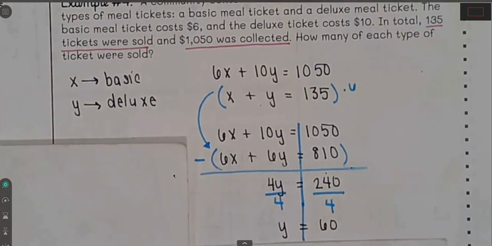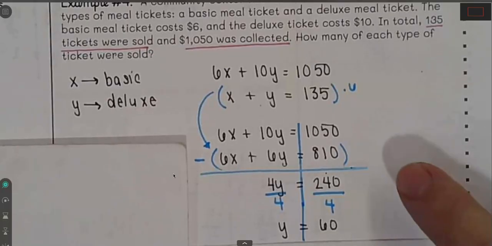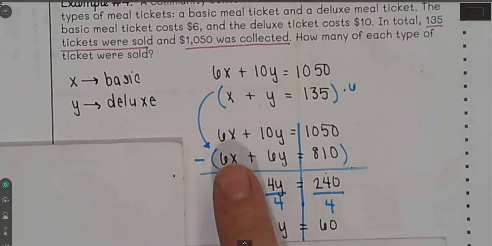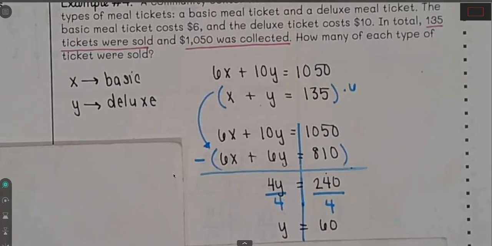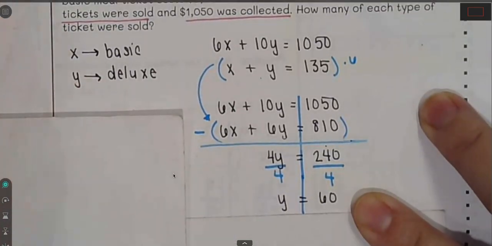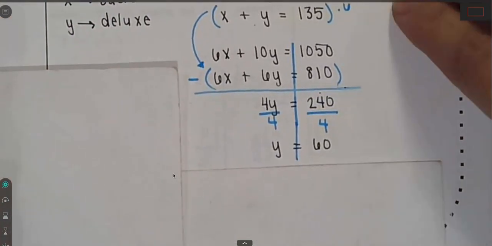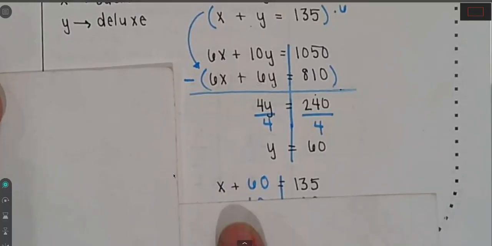Y is 60, yes. How would you subtract 10y and 6y? Oh, I'm subtracting vertically. Oh, okay. Yeah, because we're using elimination. And then once I know that y is 60, that's a number answer, I can plug 60 into either of my equations. I'm going to plug it into the x plus y equation because that's a little easier.